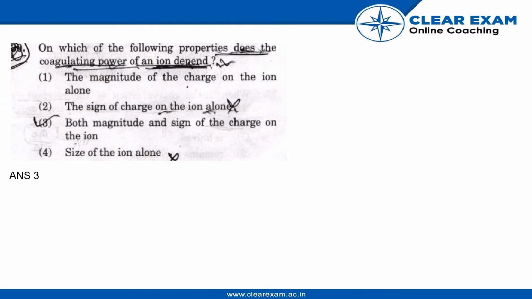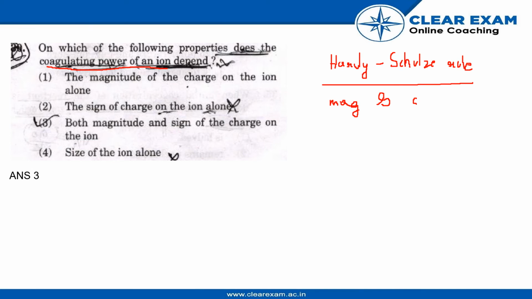So if we know the Hardy-Schulze rule, according to that, what this rule proves is that the coagulating power of an ion depends on the magnitude and the sign of the ion.